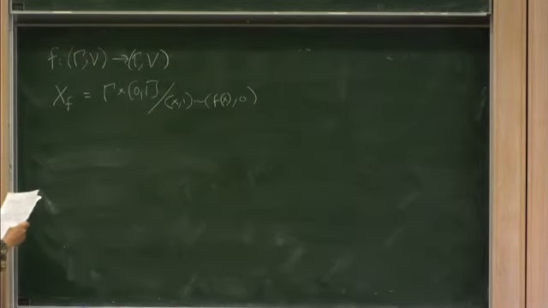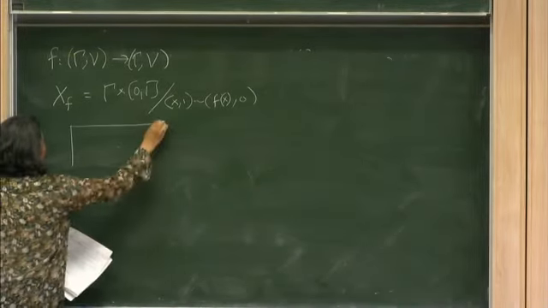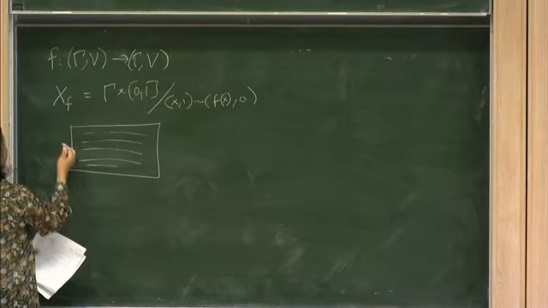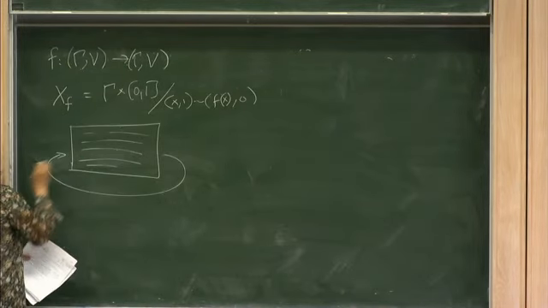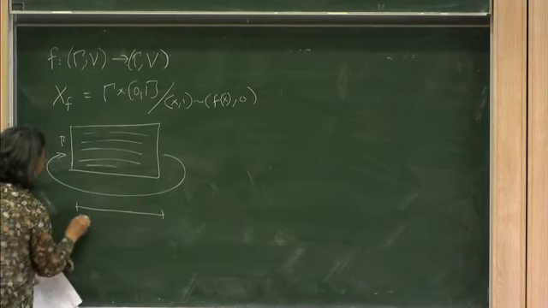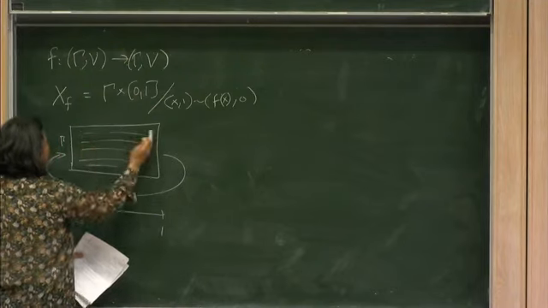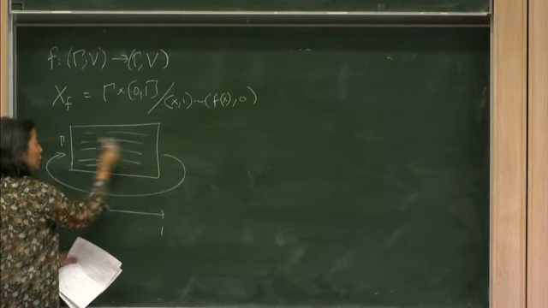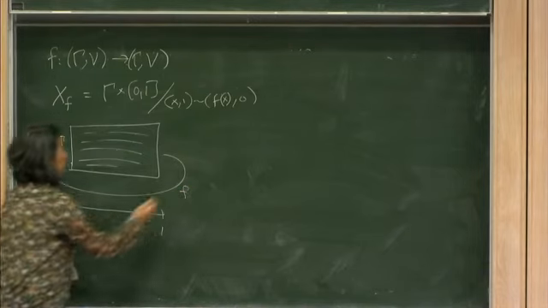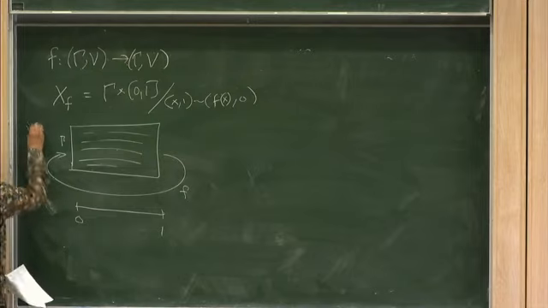So this gives you an object, which is some kind of complex. This is gamma, this is 0, 1. Okay, and then there's a sort of trivial flow going on, but then it's glued together by the map F. Okay, so let's call this X_F.